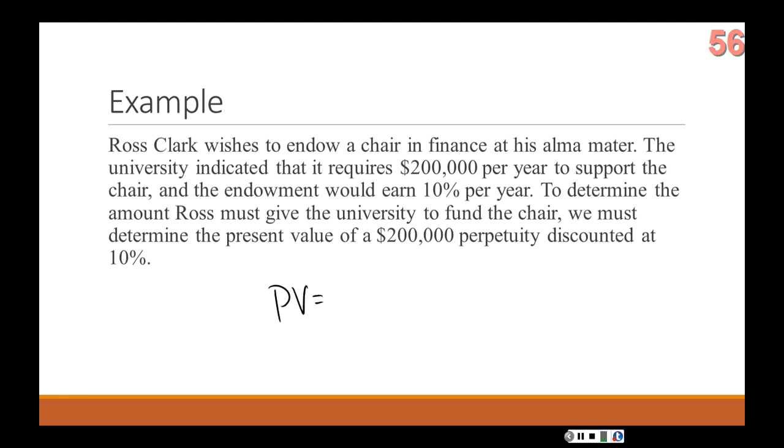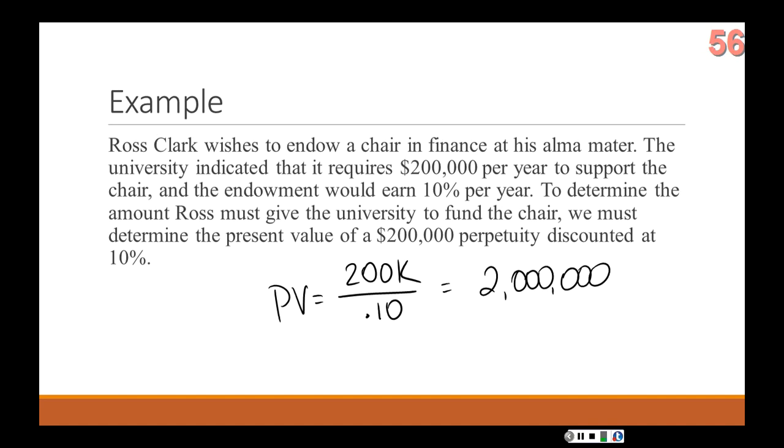So the present value would be equal to the $200,000 per year payment divided by our interest rate of 10%. Again, you have to put this in decimal points. You can't enter a whole number. And you get $2 million.